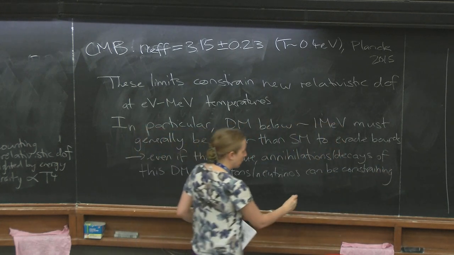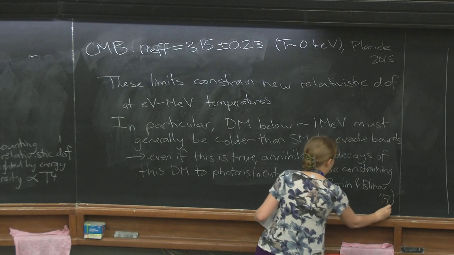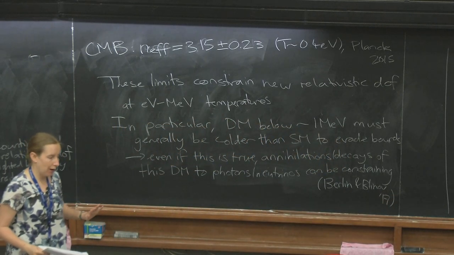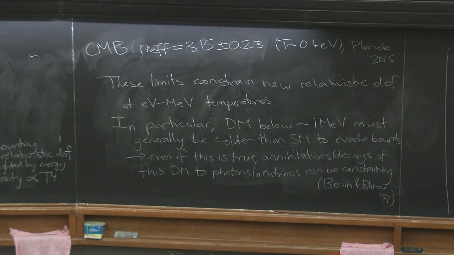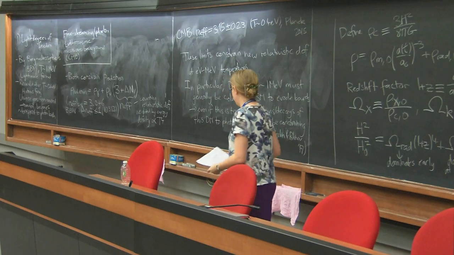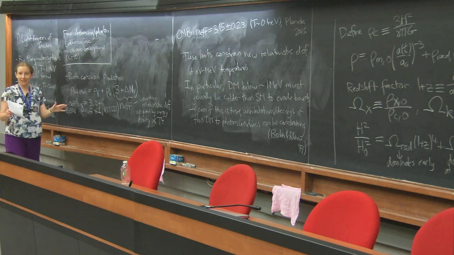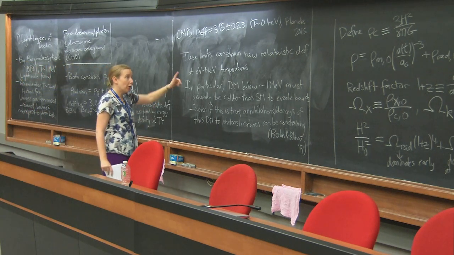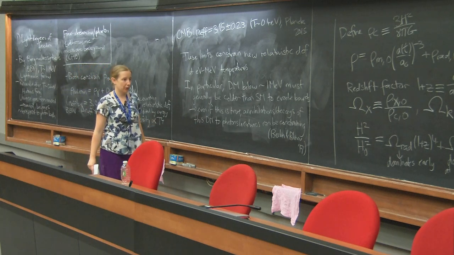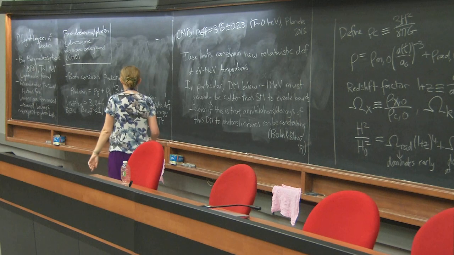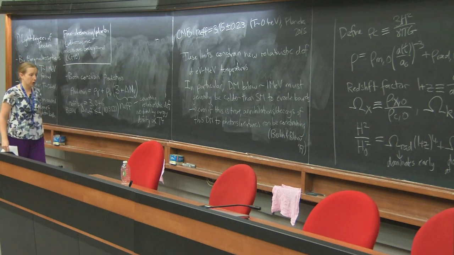There's a cute little loophole here, which was laid out in a paper by Berlin and Blinov in 2017, which is that if you have a situation where your dark matter is colder than the standard model at BBN, it becomes coupled to the standard model after BBN, but before the CMB. So then it gives a contribution to the radiation energy density, but then it decouples from the standard model again. For example, it decays away before the CMB constraints kick in. So in that eV to MeV window, you can actually evade the constraints. And similarly, if you decay to photons and neutrinos in exactly the right ratio, then you can also be relatively unconstrained.